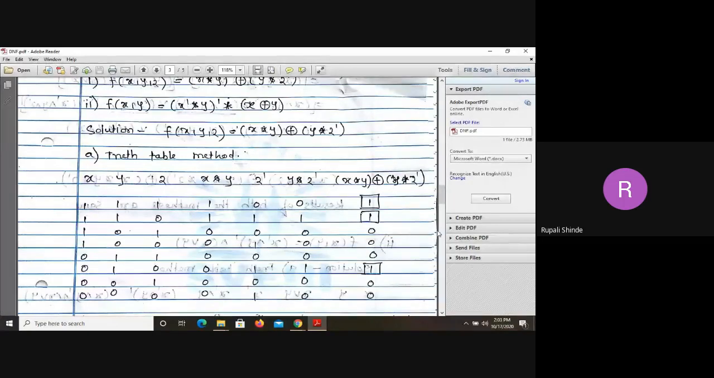Now we have to search in this final column wherever we have got the value 1. So 1 we have got here at the first row, second row, and then this row. Which one is this? I think this one is the 6th row. So 3 ones are there. So the first one we have written here, and now check for this one what the values of x, y, and z are. For this one, the values of x, y, and z are 1, 1, 1.